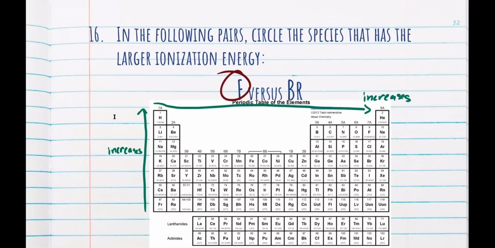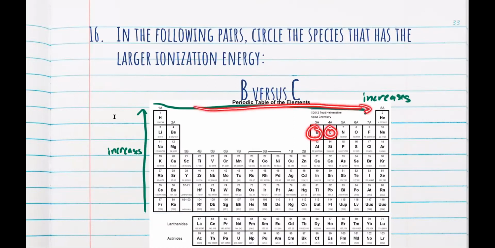So on to our next one. Now we have boron and carbon. So as we move across, our ionization energy increases. Carbon is further to the right, so carbon is going to have our larger ionization energy.